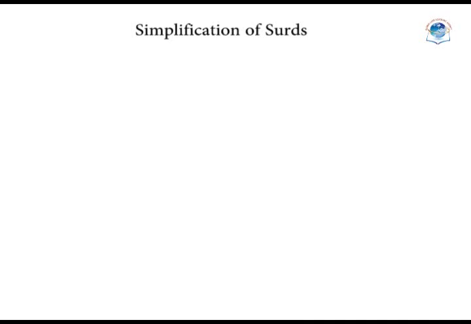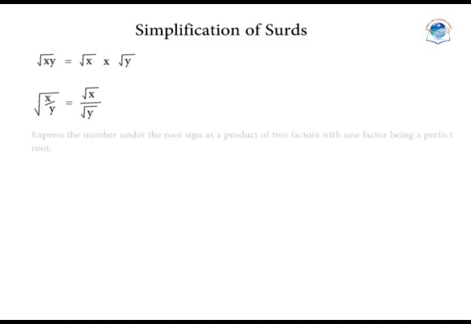Next, simplification of surds. Now, for a surd of the nature root xy or root x over y, we can also write them as root x times root y or root x over root y. These facts are used in simplification of surds. In order to simplify a surd, the number under the root sign should be expressed as a product of two factors such that one factor is a perfect root.